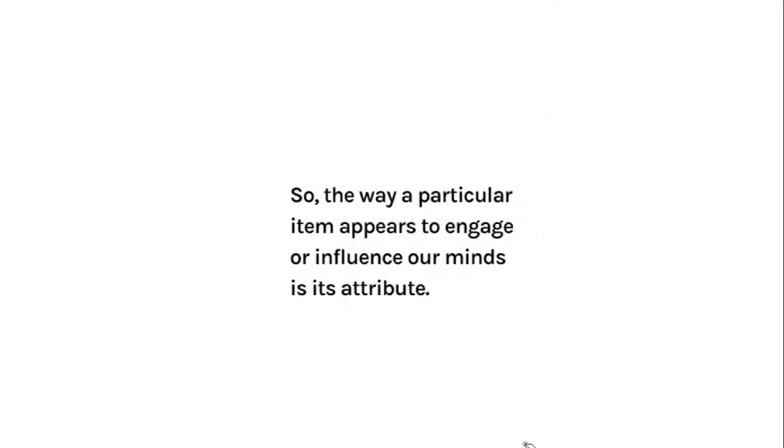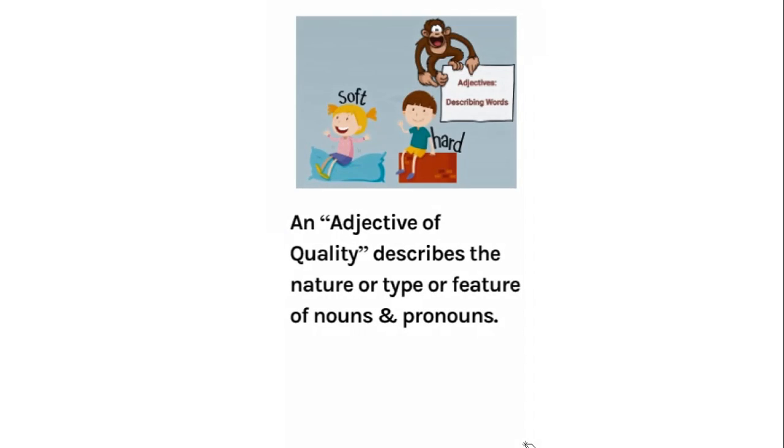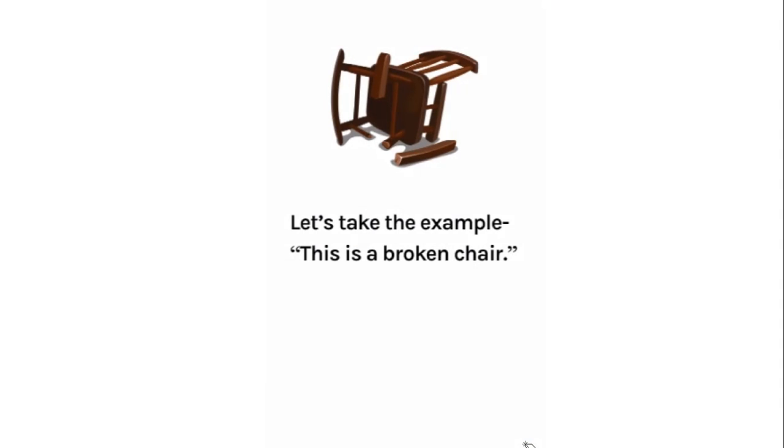So, the way a particular item appears to engage or influence our mind is its attribute. Okay, so these attributes are referred to as adjectives of quality. An adjective of quality describes the nature, type or feature of nouns and pronouns. A few examples will help in understanding better. So let's take an example.